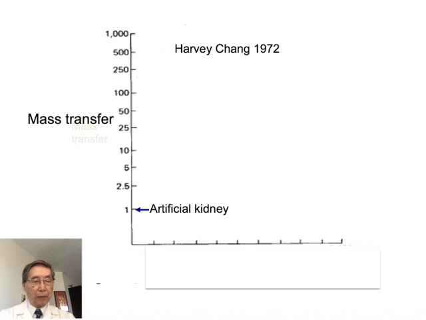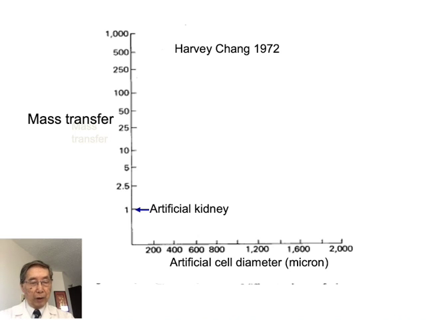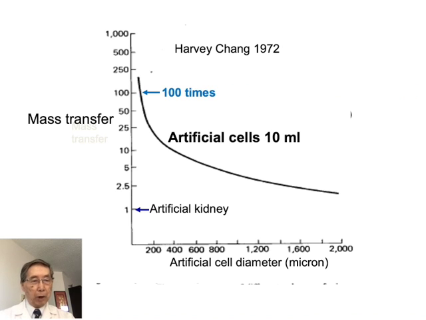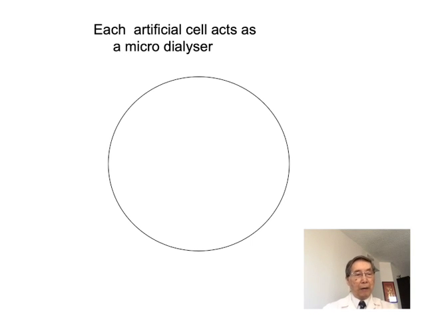Let's look at mass transfer. Artificial kidney is 1, and the artificial cell of different diameter is shown here, and the mass transfer is shown here. When it's about 100 micron diameter, the transport rate is 100 times. What it means is that things can go through the artificial cell very quickly. However, with 10 cc, there's very limited amount of diffusion can take place.